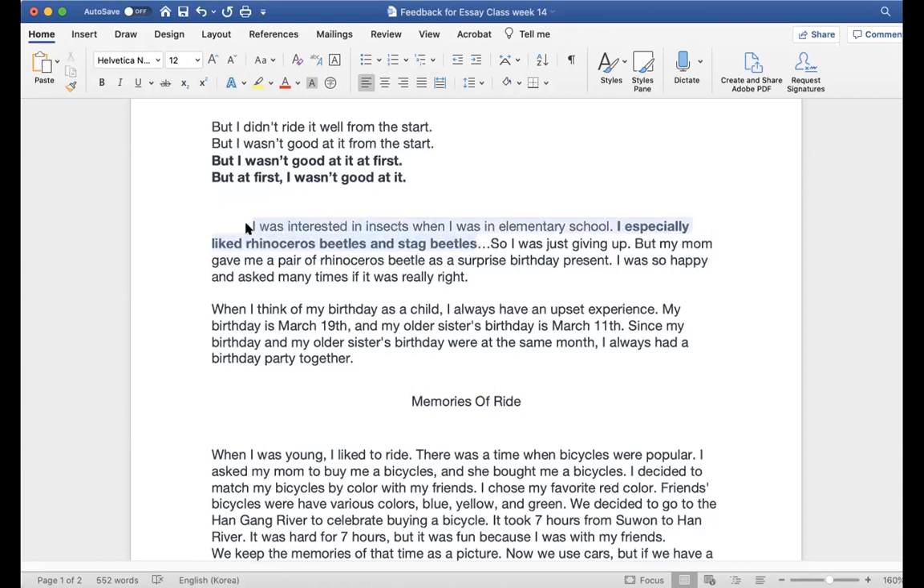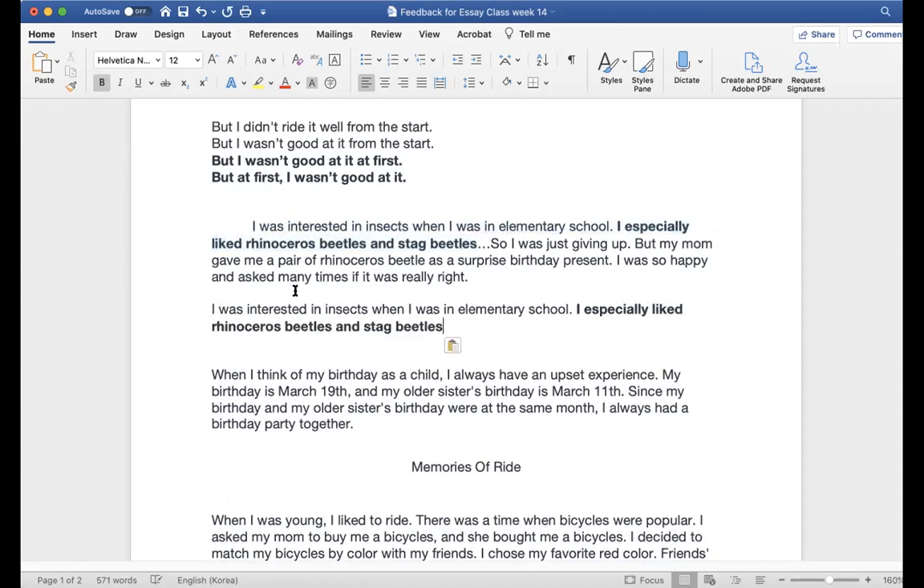Another way you could do this, and I'll put this one down below. I was interested in insects when I was in elementary school. If you remember, we did a dash here, especially rhinoceros beetles and stag beetles. You could also do that. That's one option too. Okay.